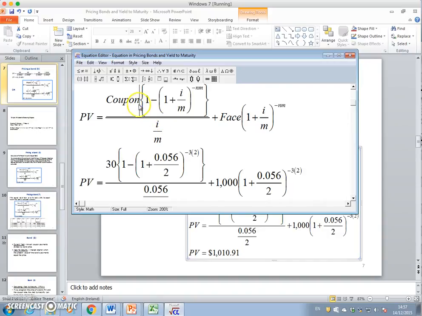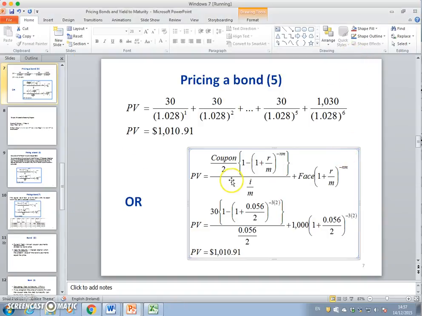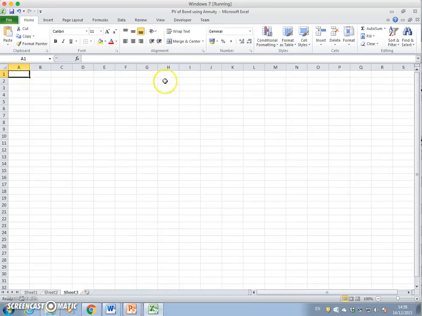In addition, if we looked at this formula, the coupon would be divided by 2. So we might say the coupon divided by 2. And what originally was the interest rate, we could write here as R. And I also becomes R. Okay, so let's just have a look at that. Let's copy and put into the spreadsheet, and we'll just paste here.